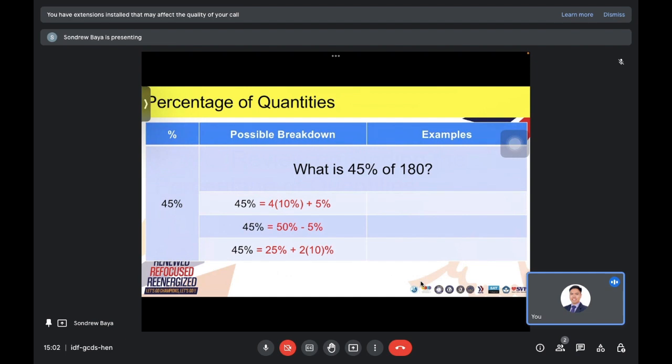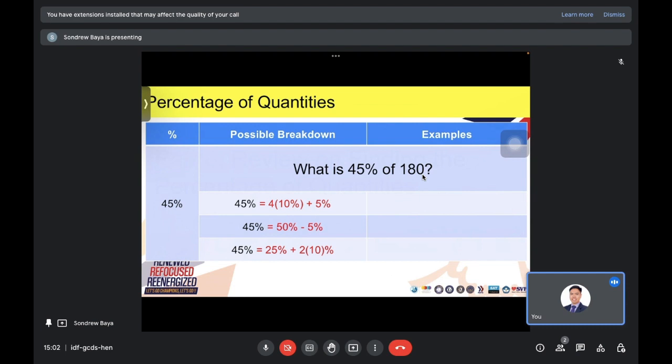Maybe you have your own method, and maybe when you were in PYP, you were taught that to get 45% of 180, you just need to convert 45% to a decimal, which is just 0.45, and multiply that with 180. That's actually correct, or whatever method you have there is actually correct.